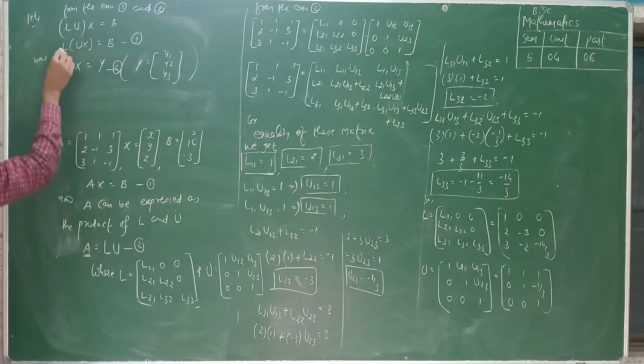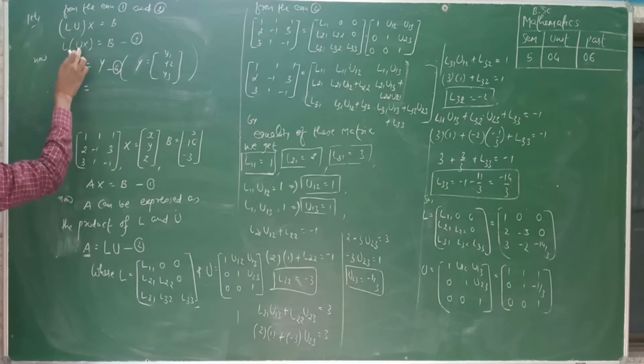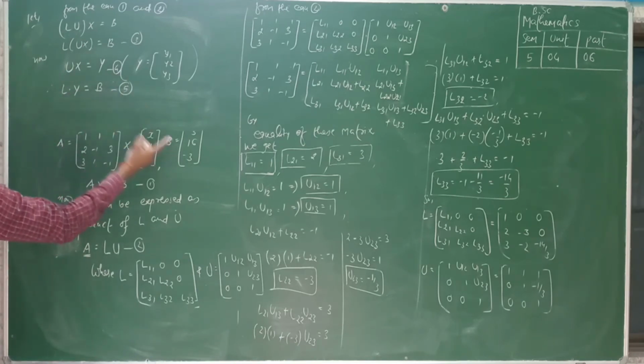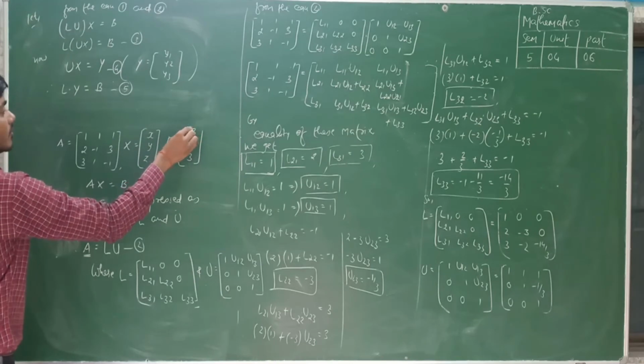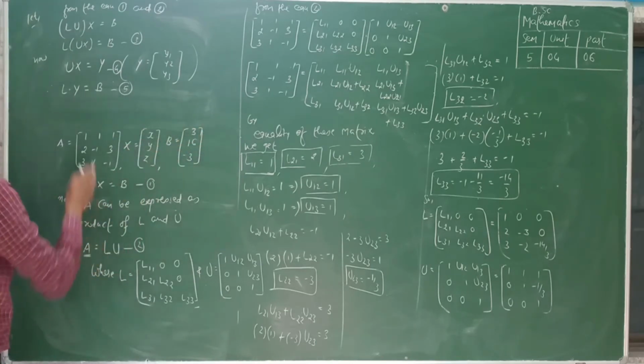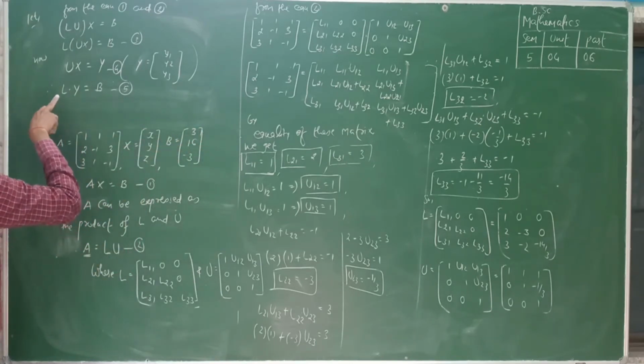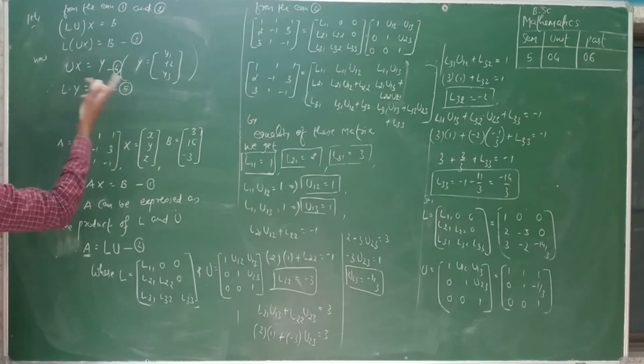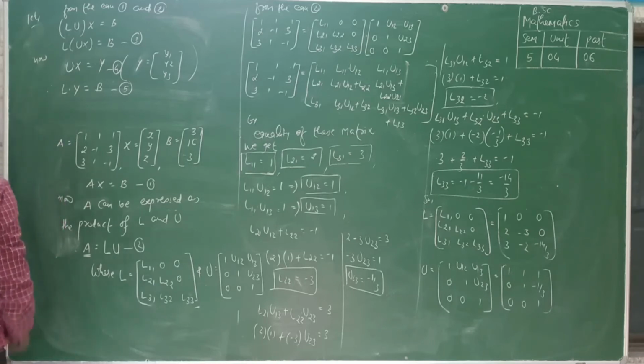From 3 and 4, L into UX is equal to Y, so L into Y is equal to B, equation number 5. From this equation, we have the value of matrix B and the value of matrix L, so easily we can find the value of matrix Y.